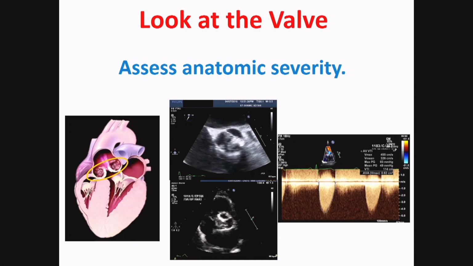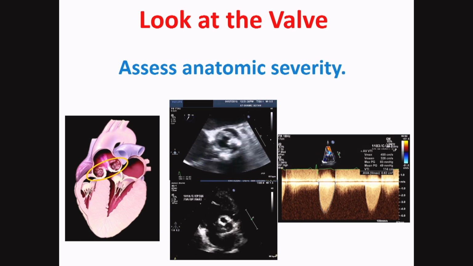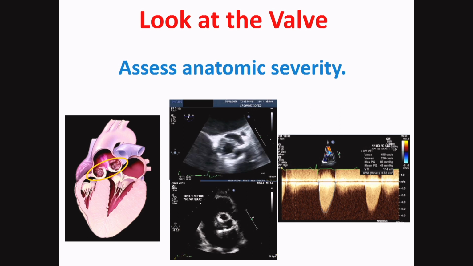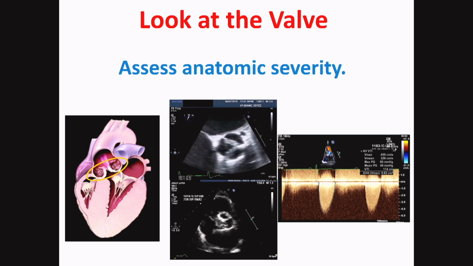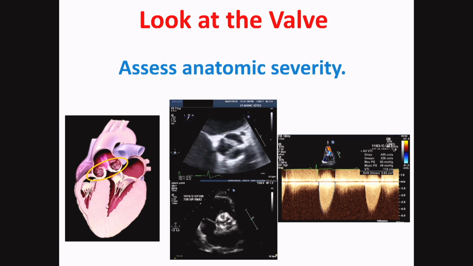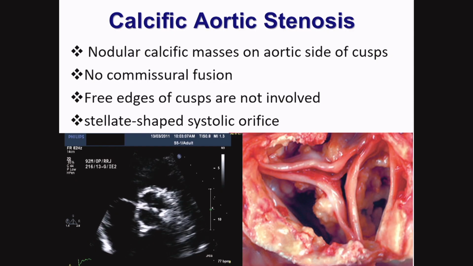Now, when we talk beyond the gradients, let's start looking at the anatomy of the valve, not only at figures and gradients. This is a classical example of a patient with rheumatic aortic stenosis, and that's a case of sclerotic or calcific aortic stenosis. And there are differences between the two.